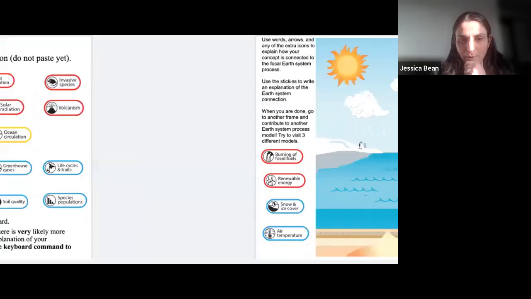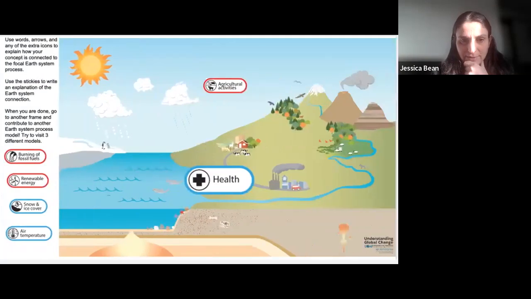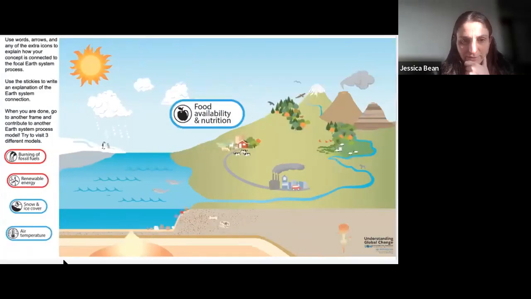So I'll just give you a few more minutes to do that. Copy and paste some icons, maybe start to show some connections.